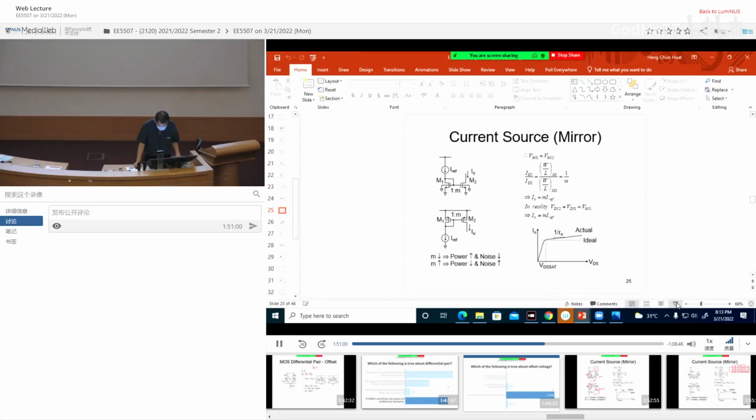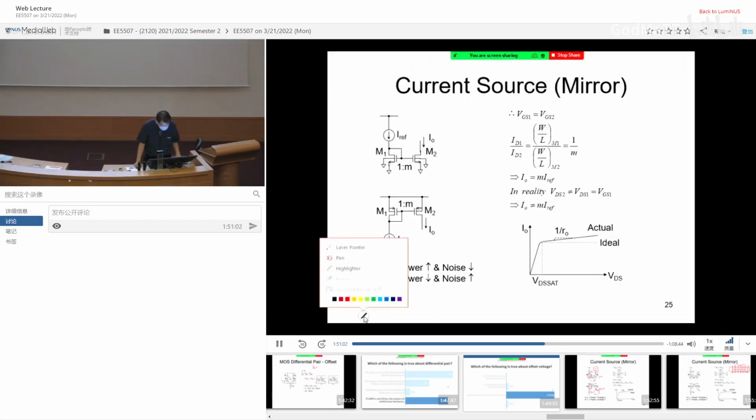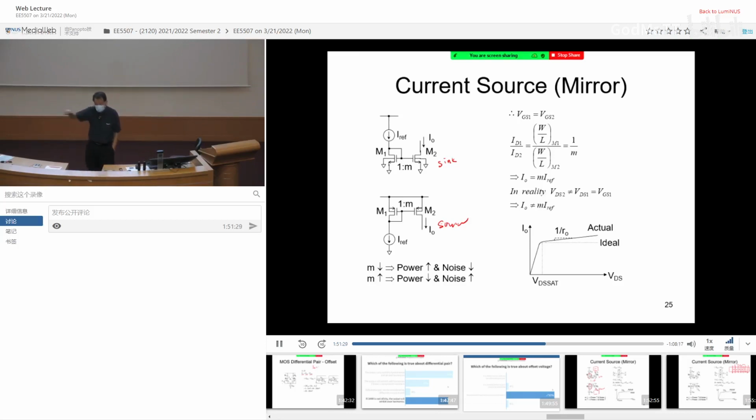Continue. Okay, the next topic is actually about current source. We are going to spend quite some time on this. Now, current source is very important. Actually, we keep telling people current source, but there are actually two things. One is called current source, one is called current sink. This is called current source. This is called current sink. You know the difference? One is sinking the current, one is sourcing the current.